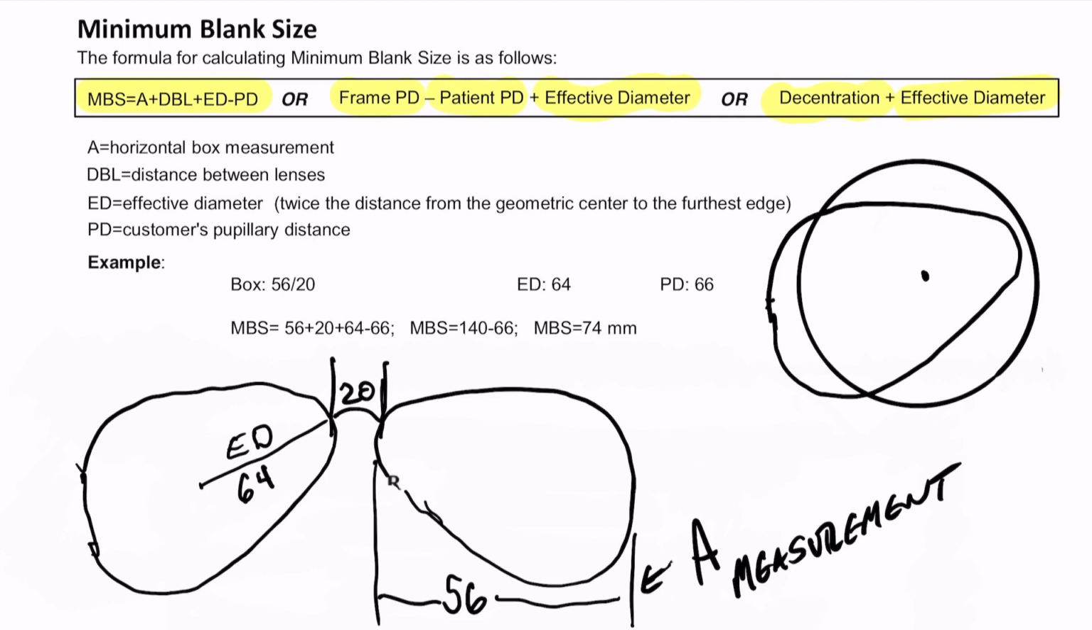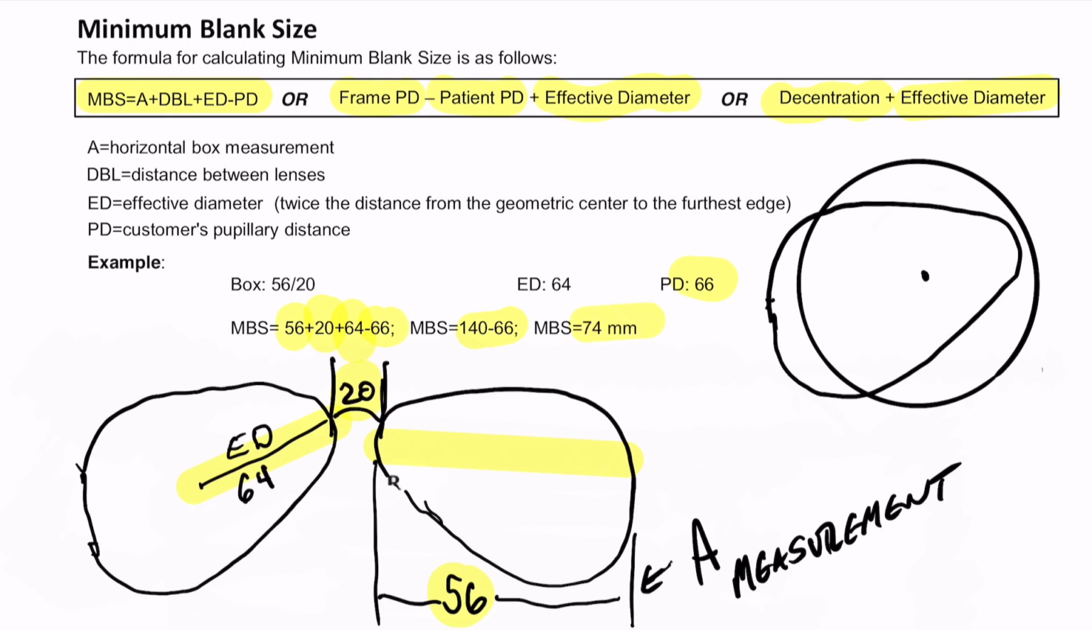A plus DBL. So the A measurement is across the lens, and in our particular case, that is 56 millimeters, plus the DBL, distance between lenses, which is 20, plus 64, the effective diameter. The effective diameter is twice the distance from the geometric center to the furthest edge. And then lastly, minus the patient PD, which we are told is 66. On this calculation, that would be 140 minus 66, which equals a minimum blank size of 74.